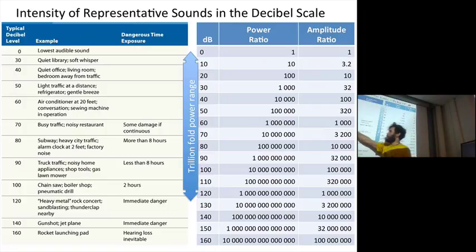An alarm clock at 2 feet, factory noise. These people have hearing loss. At 90 decibels, a lawnmower for less than 8 hours can lead to hearing loss unless you wear cans. Put those hearing cans on yourself. If you use a chainsaw any more than 2 hours at 100 decibels, plan on having some hearing loss with time. I love this. Heavy metal rock concert, immediate danger.